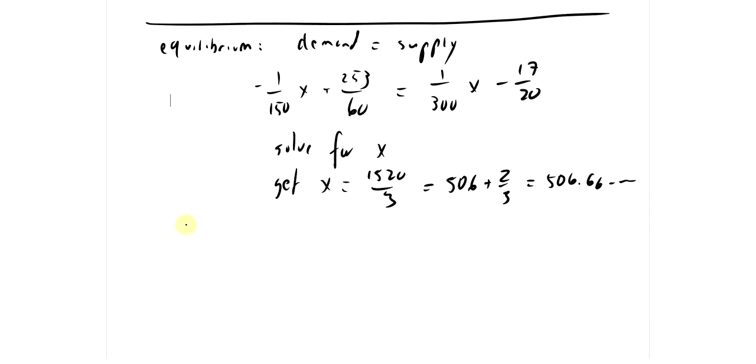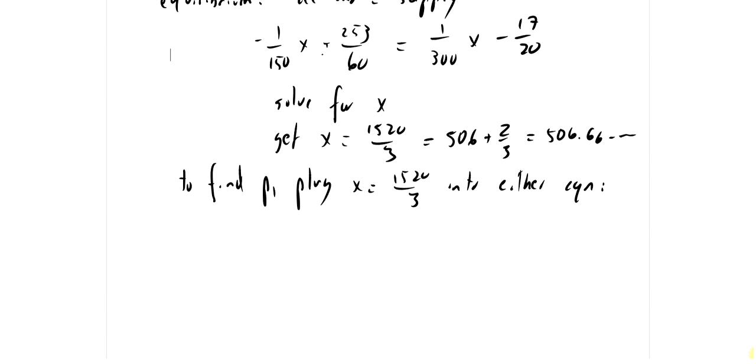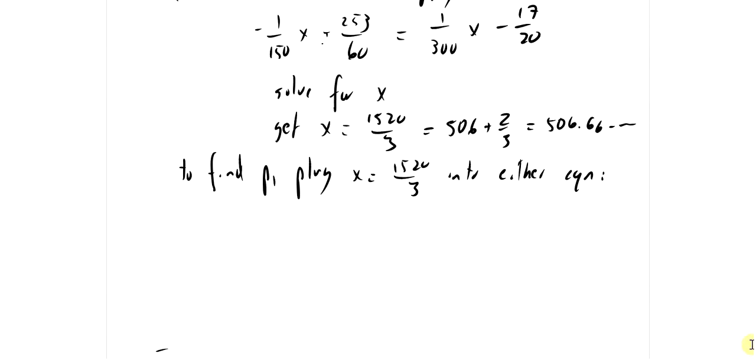Once we know x, we can plug this number back into either the demand equation or the supply equation to find my equilibrium price. And if you plug that in, you should get P is 151 over 180, which equals roughly 0.8388 dot, dot, dot.